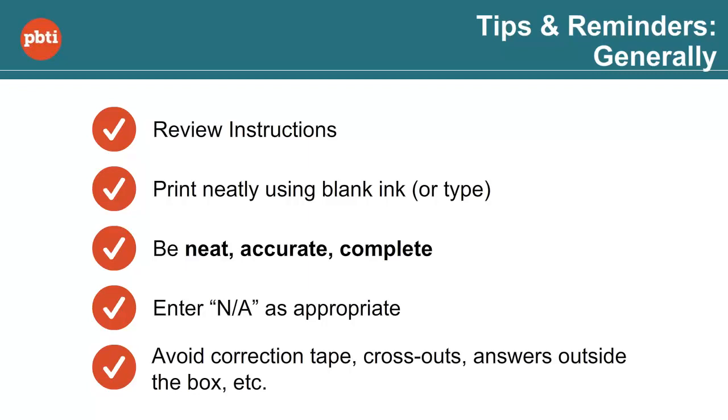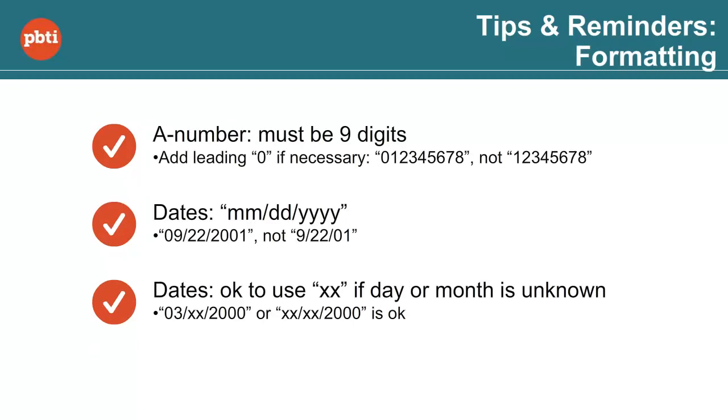The A number or USCIS number can usually be found on the front of their green card. It is a 9-digit number, but older green cards may be missing the first digit. So add a leading 0 if there are only 8 numbers listed on their green card. Dates should follow the 2-digit month, 2-digit day, and 4-digit year format. If exact dates are unknown, you may use X's as placeholders for the month and/or day.